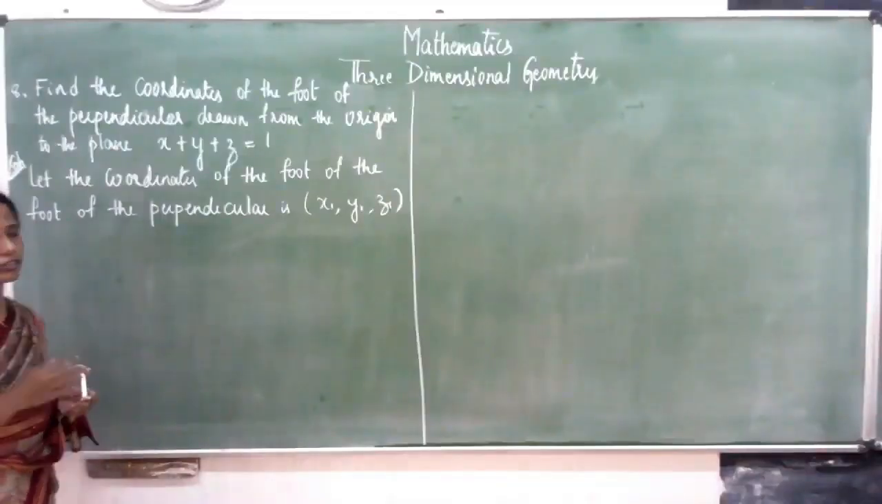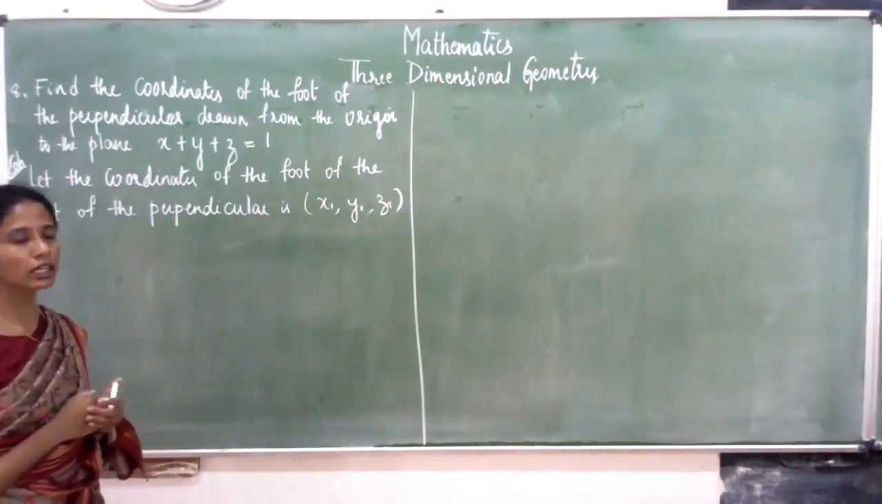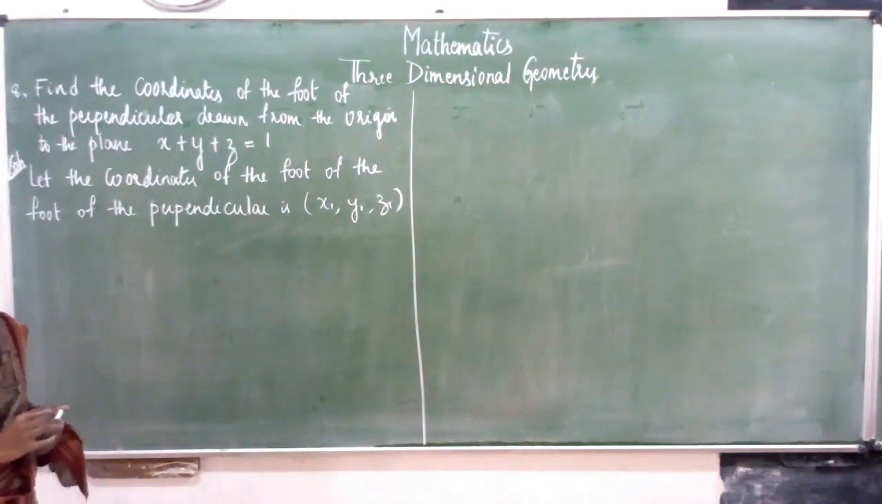Next problem of the same kind. Here also we need to find the coordinates of the foot of the perpendicular. So we have taken that as x1, y1, z1.